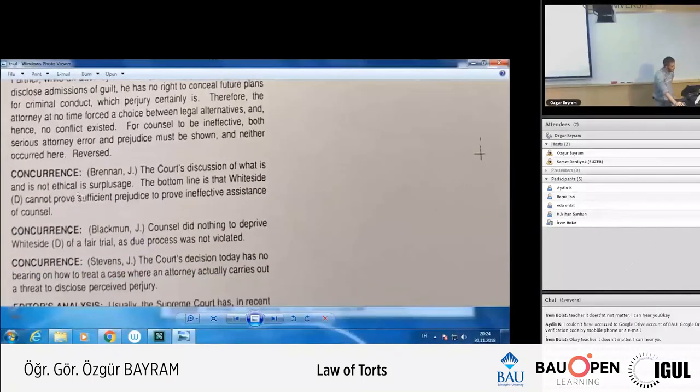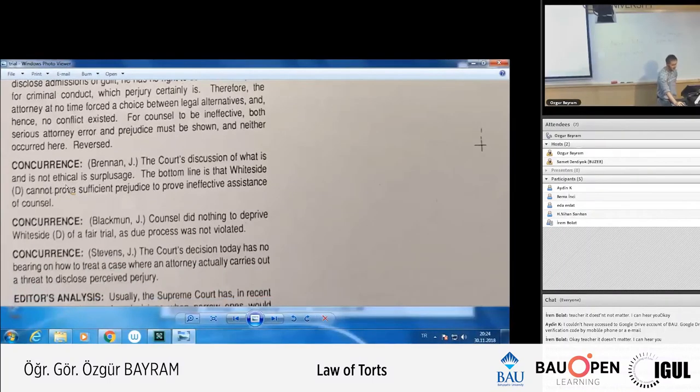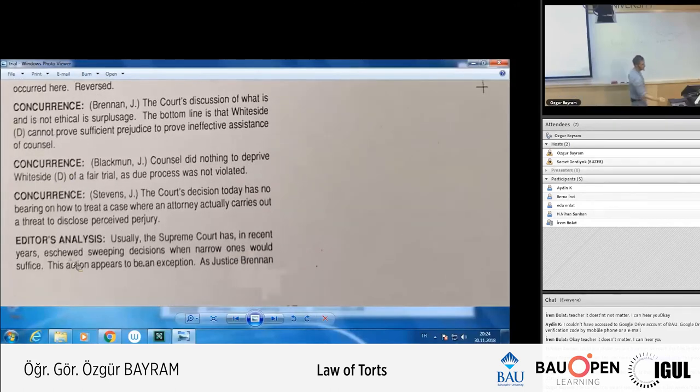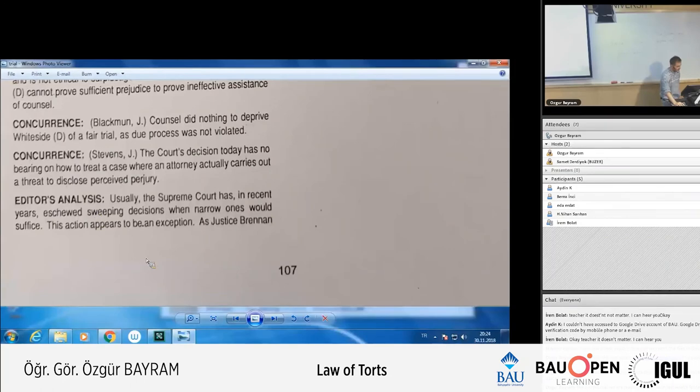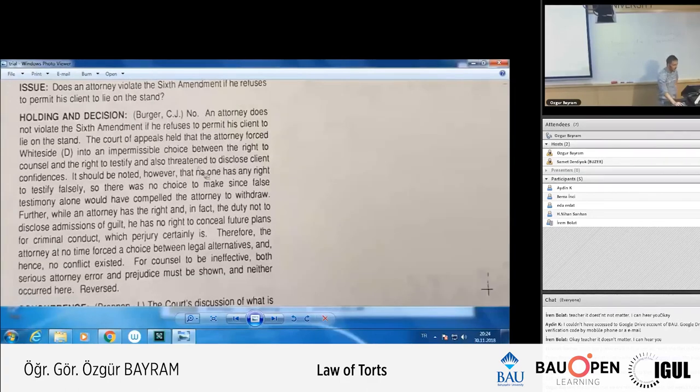Okay, concurrence means katılıyorum to what the Chief Justice says. So Blackmun, Judge Blackmun, agrees. Concurrence means agree. Stevens, Judge Stevens, agrees also with the decision of the Chief Justice. And finally, there's another Stevens. He also agrees. This is just the editor's, bu kitabın yazarının analizi about this court case.